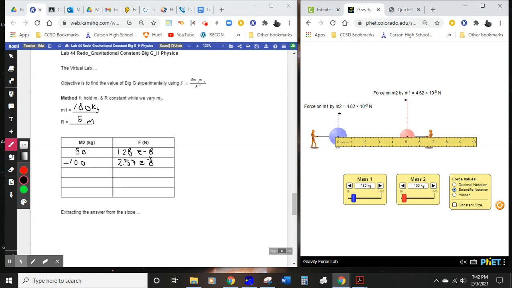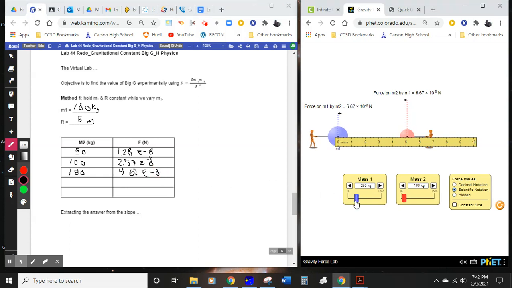180 is fine. Go ahead and do 180 here. We'll make this 180 here, like so. There's 180. And the force is now 4.62. So we'll go ahead and put down here 4.62 E minus 8, like so. All right, there we go.